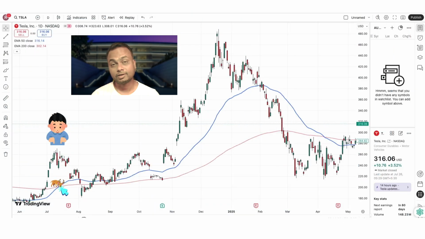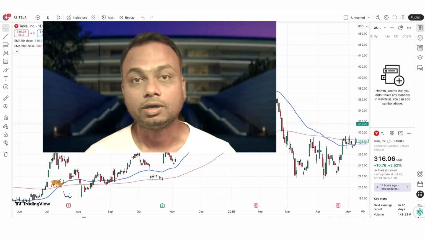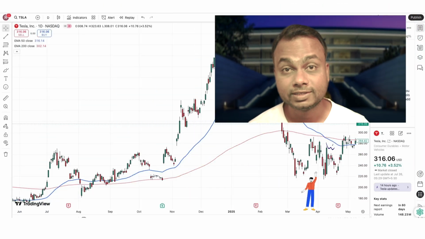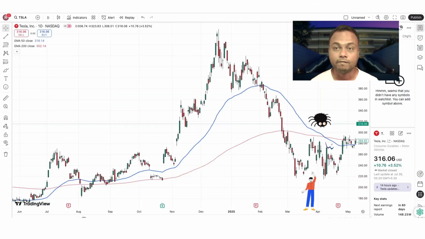Golden cross. This occurs when a short-term moving average like a 50-day MA crosses above a long-term moving average like a 200-day moving average. It's generally considered a bullish signal suggesting a potential long-term uptrend. Death cross. Conversely, a death cross happens when a short-term moving average crosses below a long-term moving average. This typically is a bearish signal indicating a potential long-term downtrend.